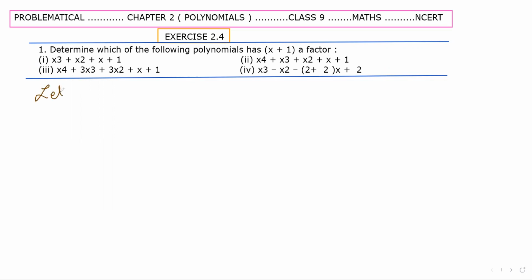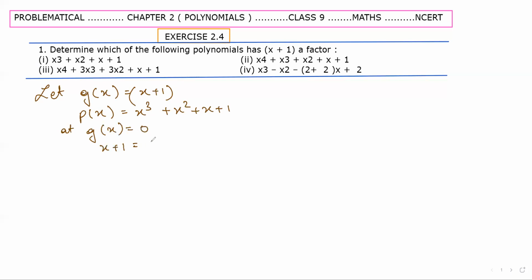Here, let g of x is equals to x plus 1. For the first part, p of x is equals to x cubed plus x squared plus x plus 1. So you have to check whether g of x is a factor of p of x or not. So add g of x is equals to 0, x plus 1 is equals to 0, which means x is equals to minus 1. This you have to place in p of x in place of x to get the remainder. So your r of x, which is the remainder, is equals to p of minus 1.